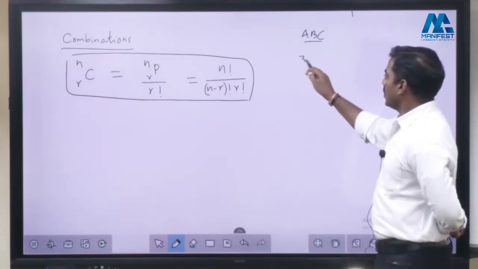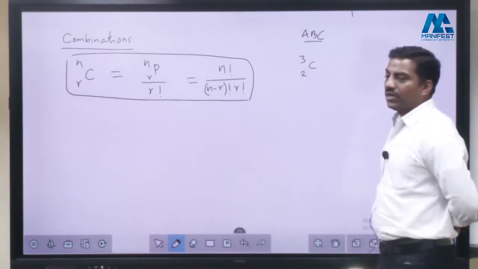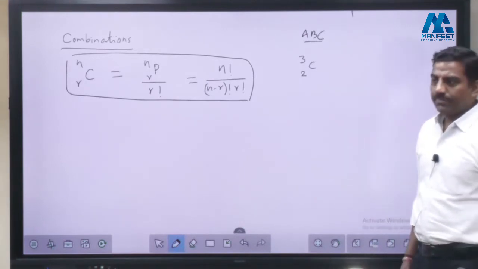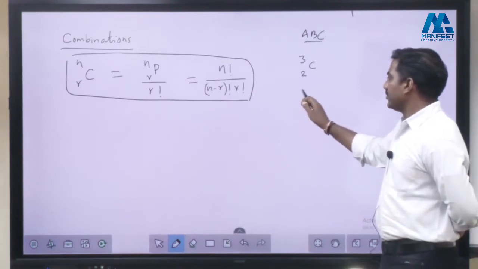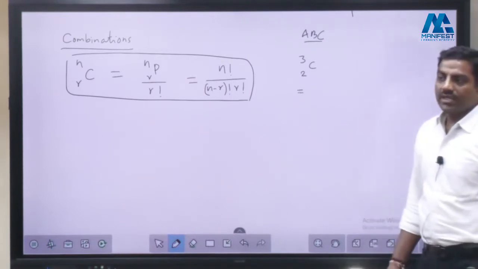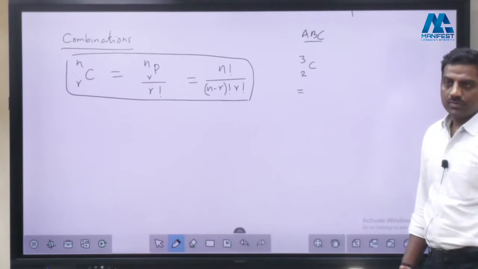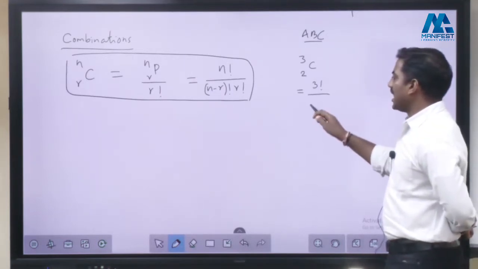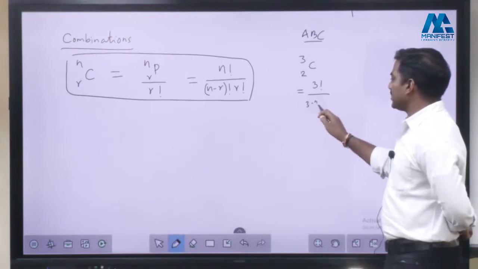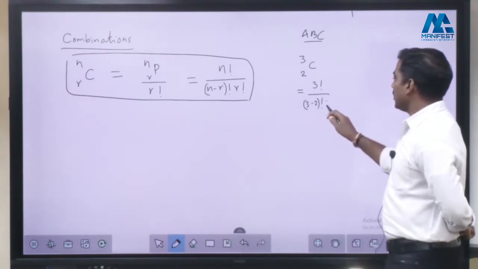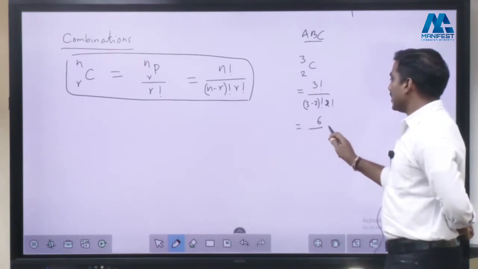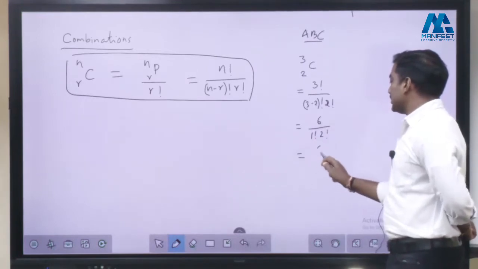So 3C2 we had to calculate, correct? 3C2 we had to calculate. So how do you write it? 3C2: 3 factorial divided by n minus r, that is 3 minus 2 factorial, then 2 factorial. So this is 6 divided by 1 factorial divided by 2 factorial, again 6.